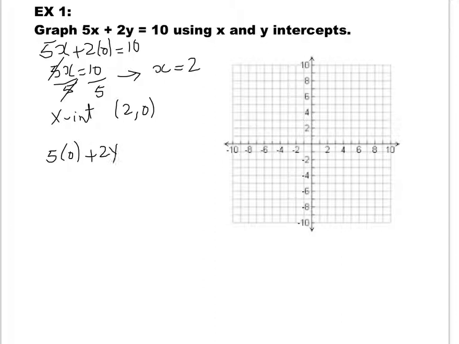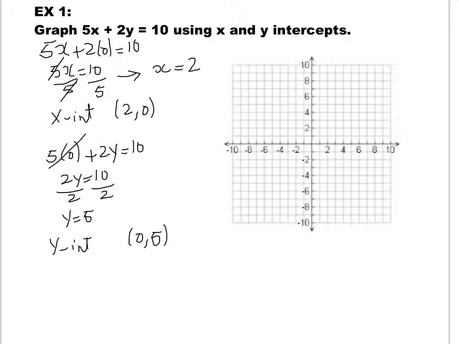To find the y-intercept, we will set x equal to 0, and then we solve for y. This is going to be 0 because 5 times 0 is 0. So we get 2y is equal to 10, or divide by 2, we get y is equal to 5. So the y-intercept is (0, 5).